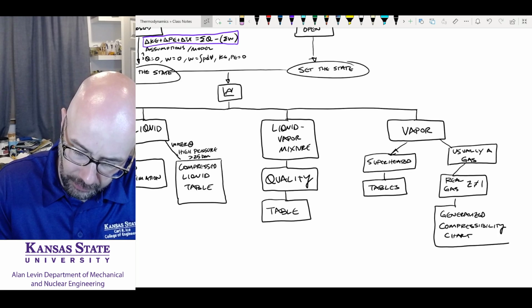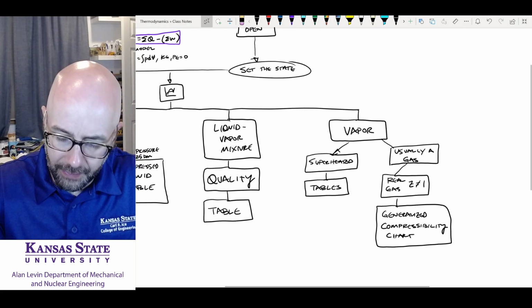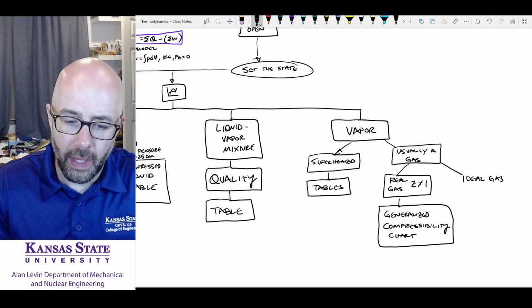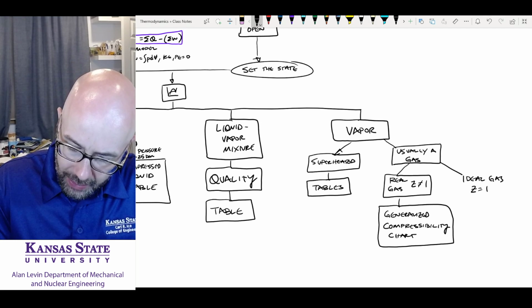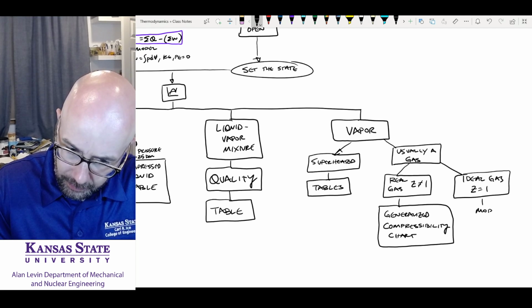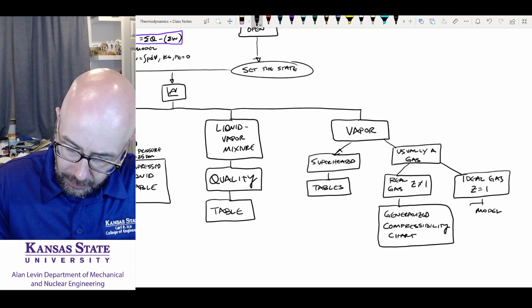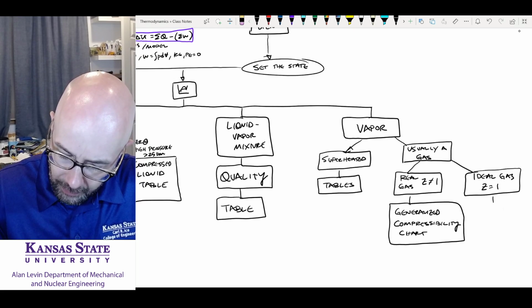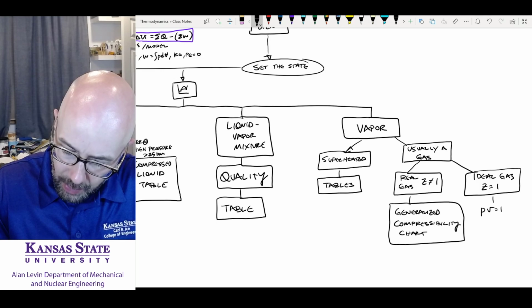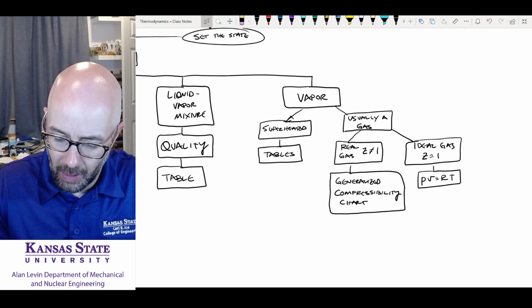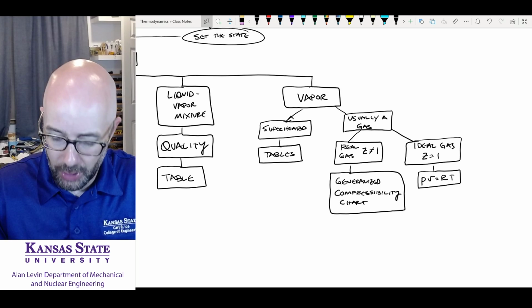Okay. And if it's an ideal gas, we are going to say, well, that's because Z is equal to 1, and we're going to follow a model. And what we can do with the model, we can say PV is equal to RT. Okay? And in here, we have a choice. We have a choice right here.